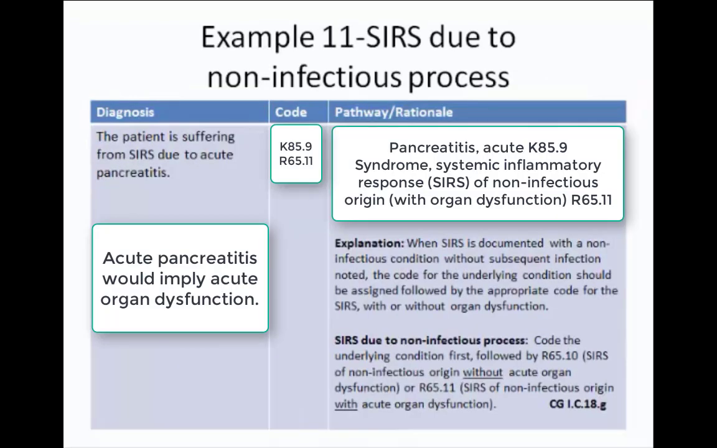And here is SIRS, or a systemic inflammatory response. SIRS due to a non-infectious process. It is not uncommon to have a SIRS diagnosis because of an infection that's just become rampant through the whole body. This is an example of a patient having that systemic response, but it's non-infectious. The example we've been given is acute pancreatitis. So we're going to code the acute pancreatitis, and then we're going to code the syndrome of non-infectious origin, which is an R code. If there had been an organ dysfunction, we would be using R65.11. And I show the explanation and the coding guideline.